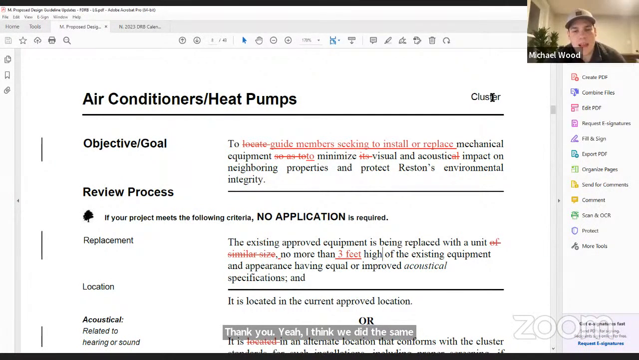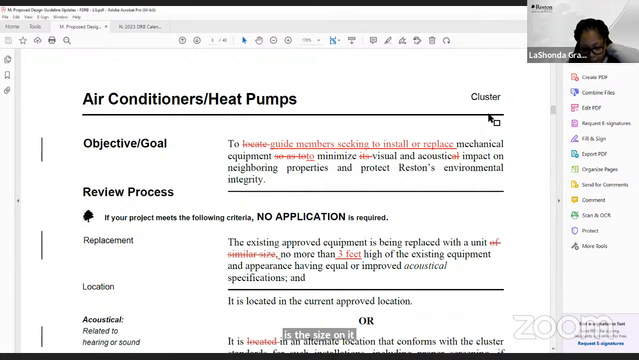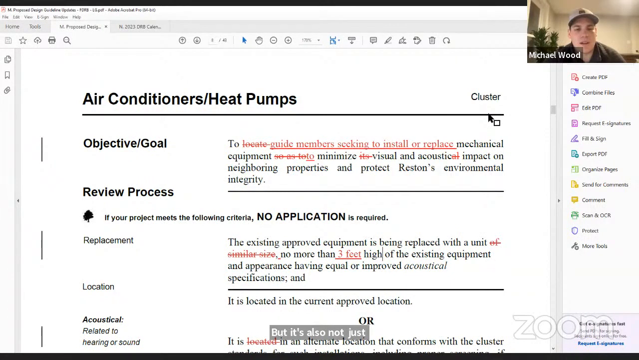I don't know. I think we should say no more than... I'm trying to look up a max 5-ton unit. Like if you were going for the Mac Daddy of units, what is the size on it? I saw someone we were researching like 5 feet high. But it's also not just tallness. Sometimes they can get wide as well.